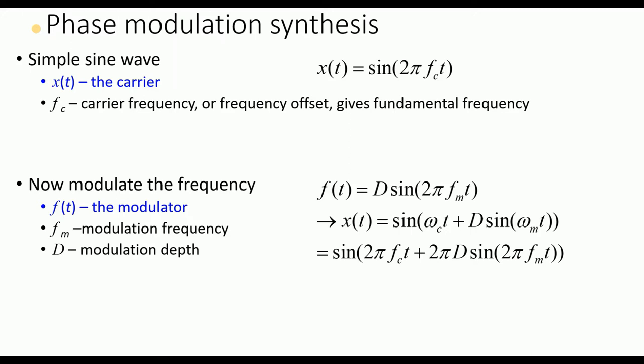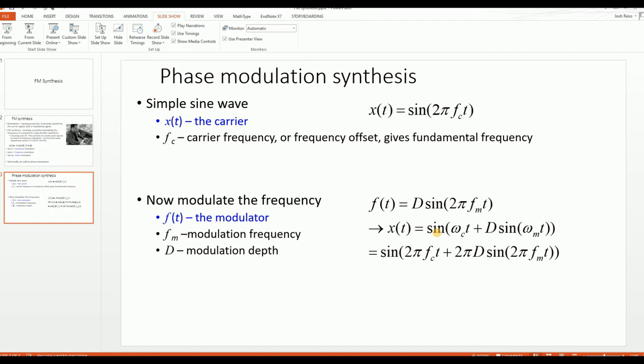So, we basically just take this modulator and use it as a term to change the phase of the sine wave. So we have our new modulated signal: x of t equals sine of omega c t, which is 2 pi f c. I'll fix this again. Let me make it a little nicer for you.